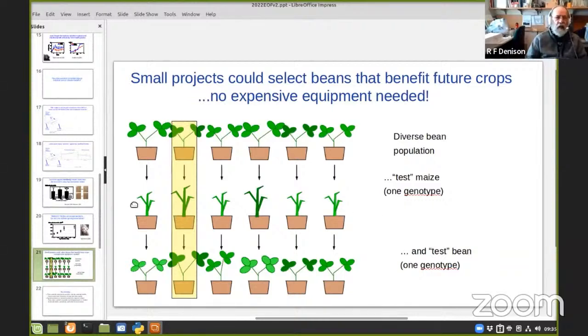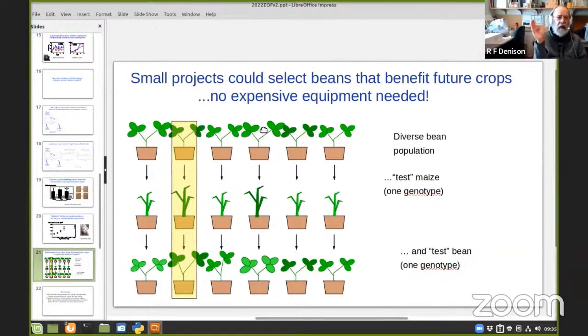Growing beans in rotation with maize, go into that field the next growing season and grow just one variety of maize. So these maize plants are all the same genotype, but this one and this one are growing better because of something that this bean plant and this bean plant did the previous year.